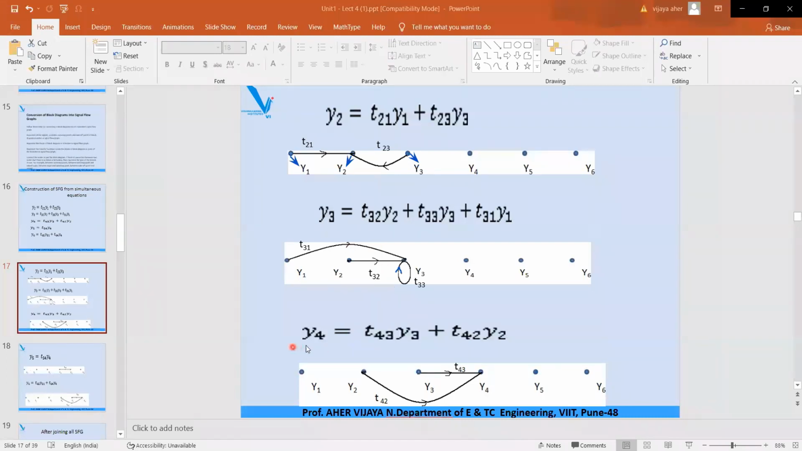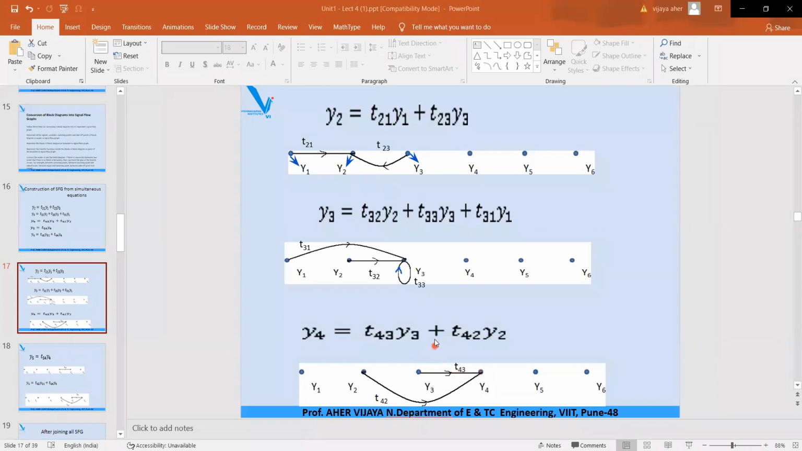Third equation आहे आपलं Y4. Y4 is equal to T43 into Y3 plus T42 into Y2. So आता बघा Y4 is equal to Y3. Y4 काय आहे? Positive आहे. So here is my Y4 node. My node Y4 is here. Okay. So transmittance is for 4 to 3. So this is my transmittance between Y4 and Y3. Transmittance is T43. Positive sign आहे. So direction is towards Y4, forward direction.